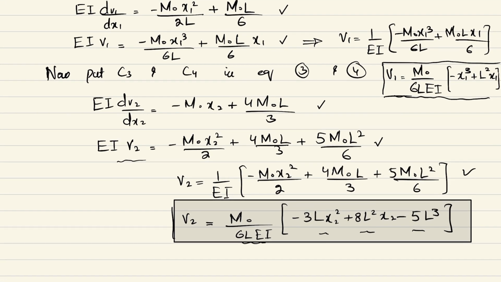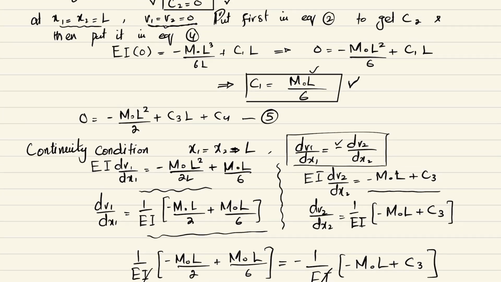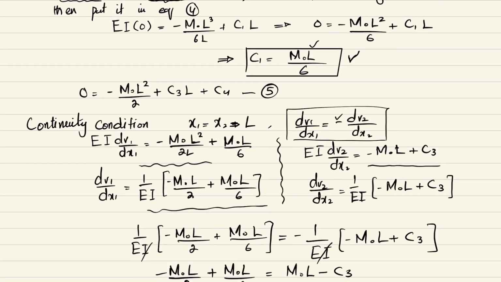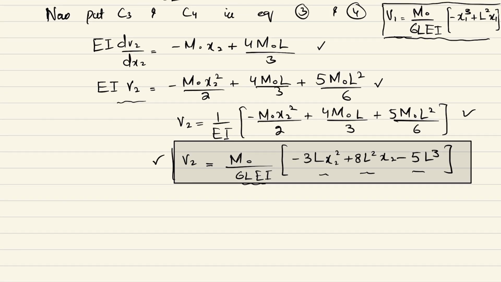Now we will move toward the second part. What we have in the second part is that you have to find the deflection at point C. So deflection at point C means this deflection vC. Here x2 is equal to 0, so you have to put x2 is equal to 0 in the v2 equation. So vC is equal to v2 at x2 is equal to 0.